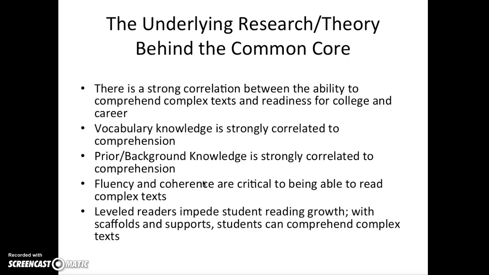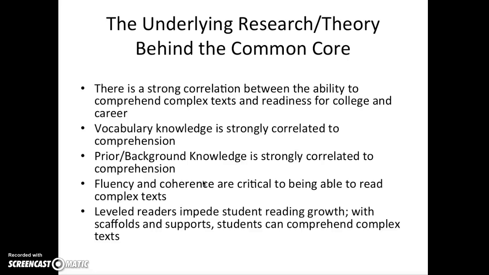One is word knowledge, and one is background, prior knowledge about stuff, right? And the research guiding the Common Core writers was that both of those things are strongly correlated to comprehension, right? So the swing back away from context and culture to what do you actually know? What do you deeply understand?